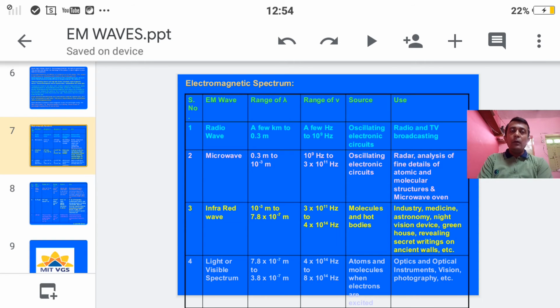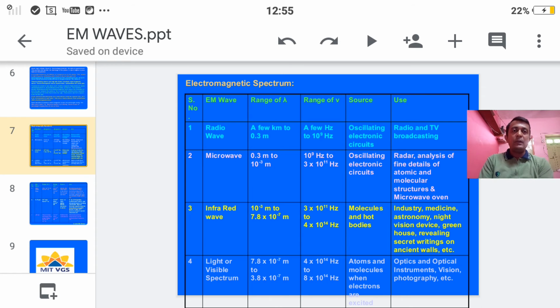Then what are the properties of this visible light? We know that visible light is very sensitive to the human eye. With this light we are able to see, we can distinguish between the colors. What are the applications? Optics and optical instruments, vision, photography, we can use this visible light. One very important use is to see the objects.